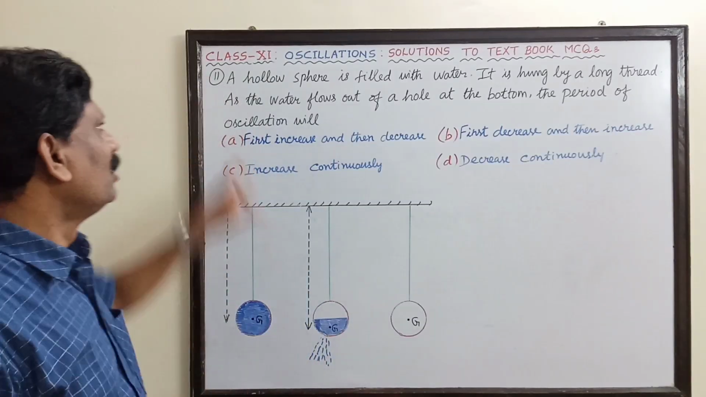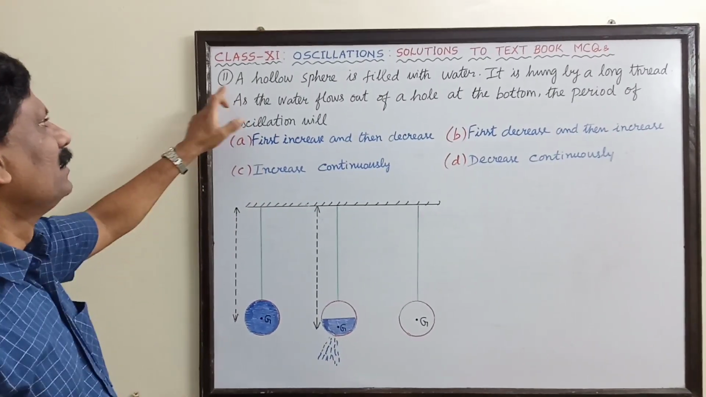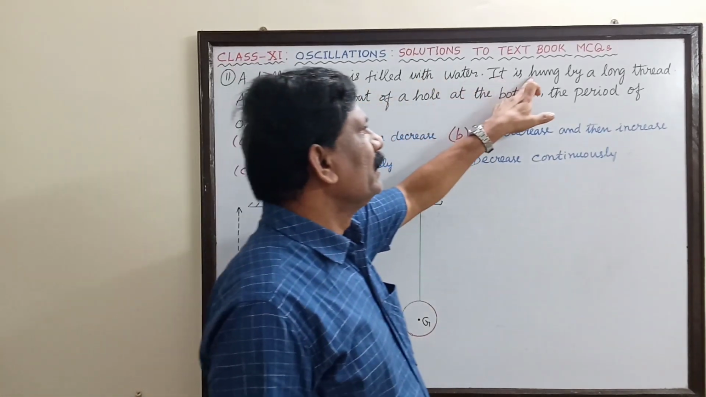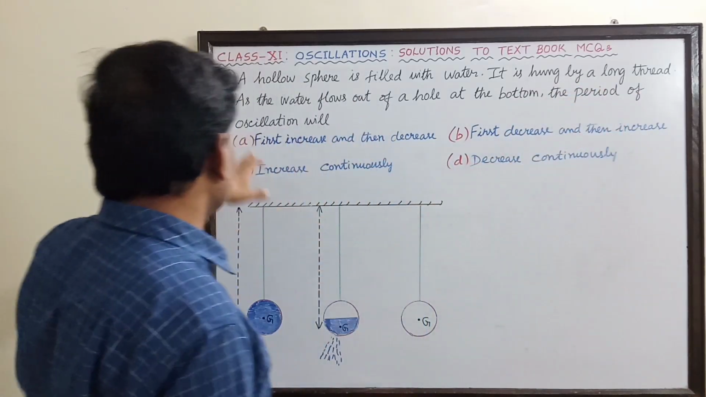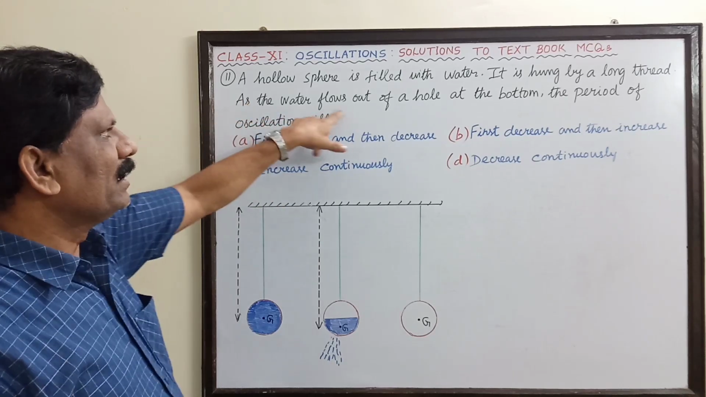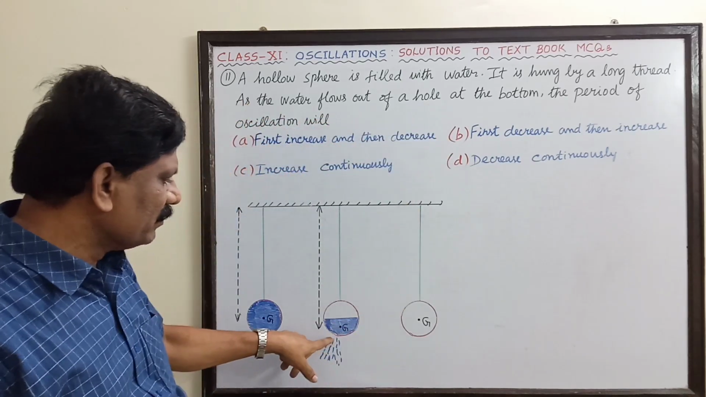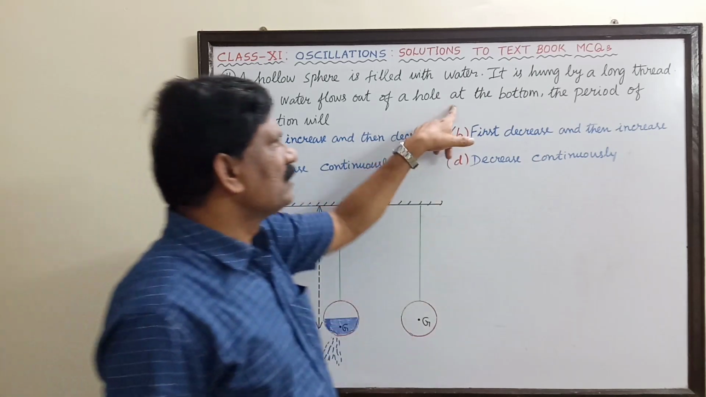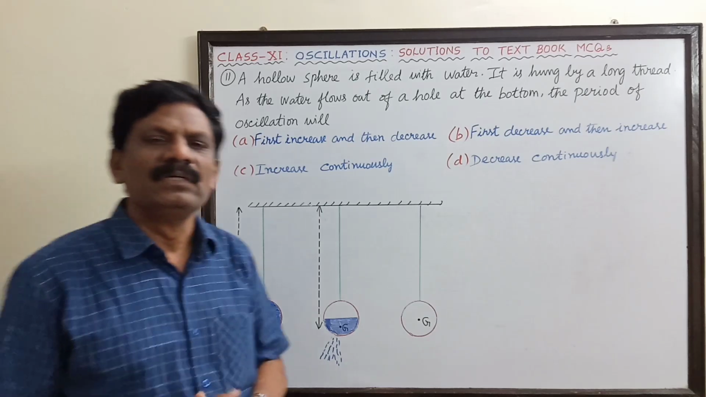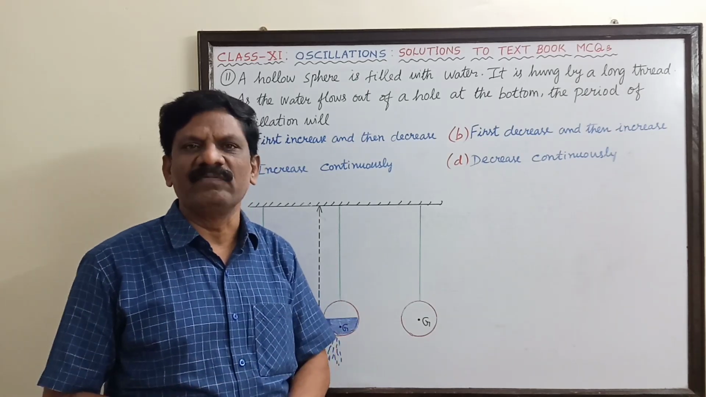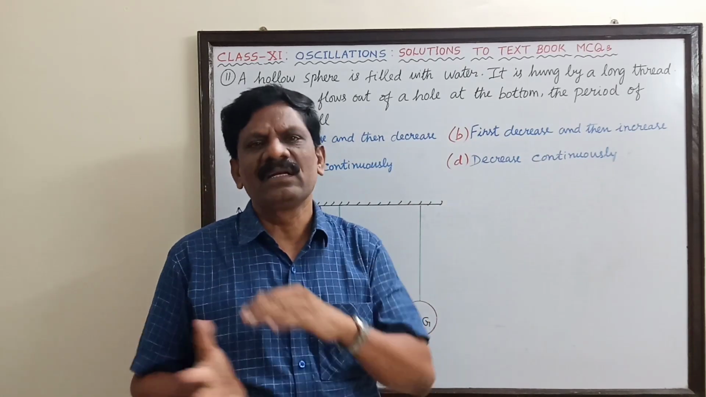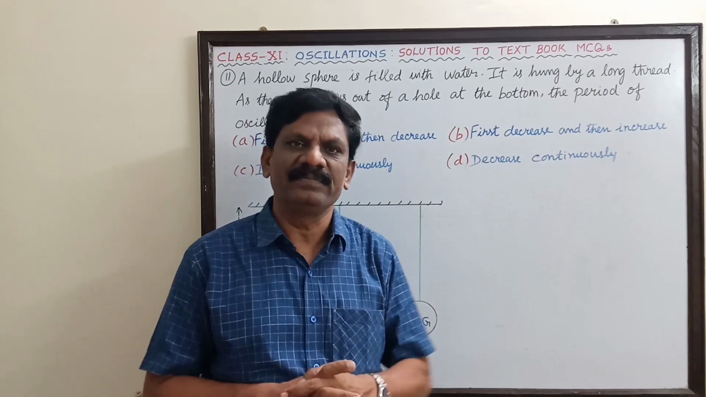Hi students, question number 11. A hollow sphere is filled with water. It is hung by a long thread. You can look at the picture. As the water flows out of a hole at the bottom, we have to explain what will happen to the period of oscillation. Will it remain constant, or continuously increase or decrease, or alternately increase and decrease?